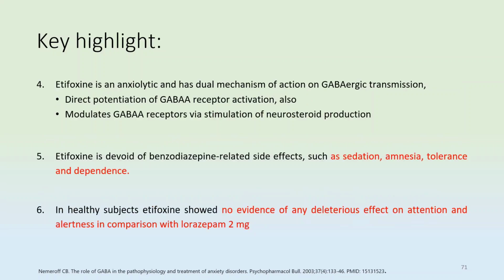Etifoxine is an anxiolytic with a dual mechanism of action on GABAergic transmission. One is direct potentiation of GABA receptor activation, and the other is modulation of the GABA receptor via stimulation of neurosteroid production. Etifoxine is devoid of benzodiazepine related side effects such as sedation, amnesia, and tolerance and dependence. In healthy subjects, etifoxine showed no evidence of any deleterious effects on attention and alertness in comparison with lorazepam 2 mg.